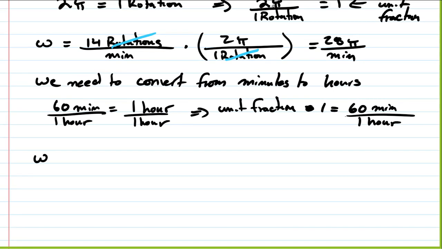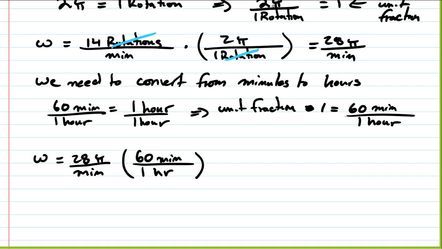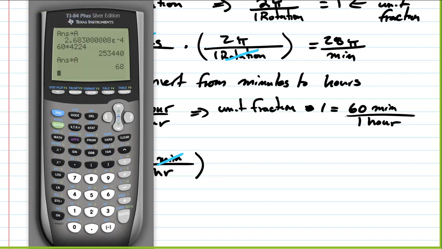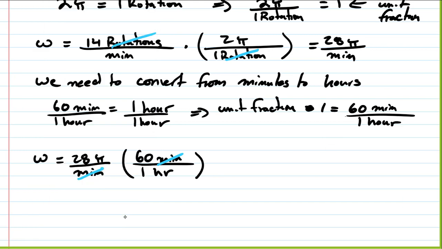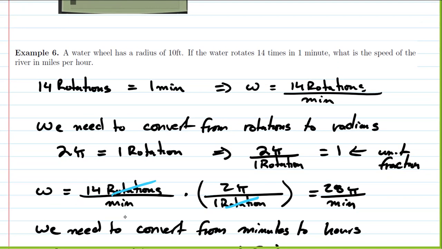So then converting again, we have omega equals 28 pi radians per minute, and we multiply by 60 minutes per 1 hour. And now notice our minutes are in opposing parts, numerator and denominator, so they reduce out, and we get 28 times 60 and a pi, so 1,680 pi radians per hour. So that tells us that the angular velocity of that water wheel is 1,680 pi radians per hour. That angular velocity is equivalent to 14 rotations per minute. The second thing we have is that our radius of the water wheel is 10 feet, but we want miles.